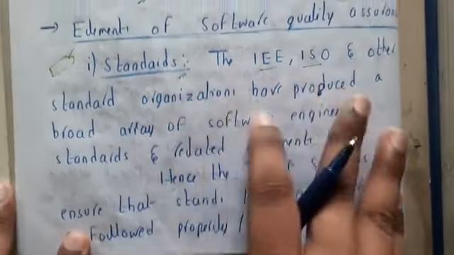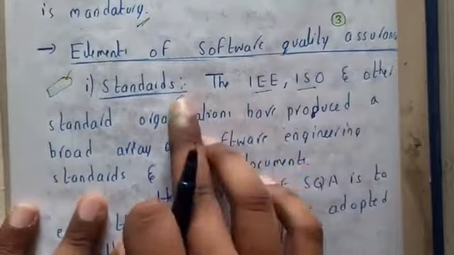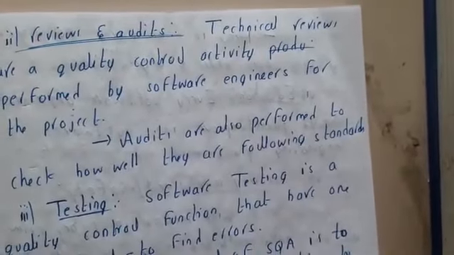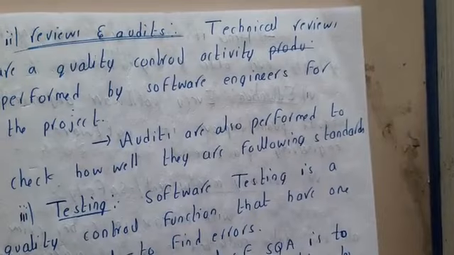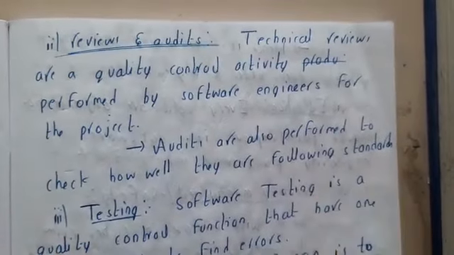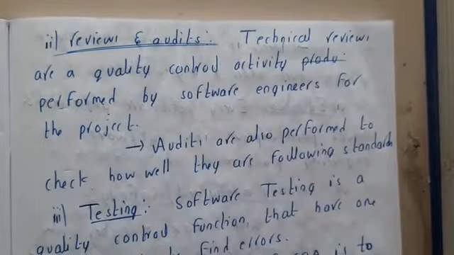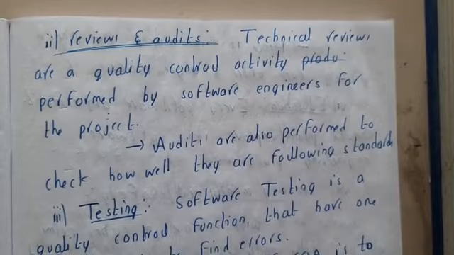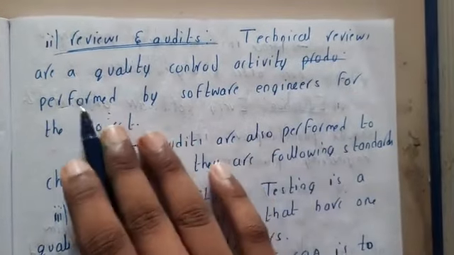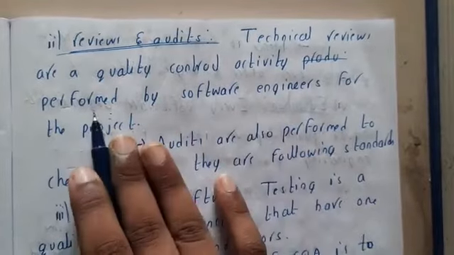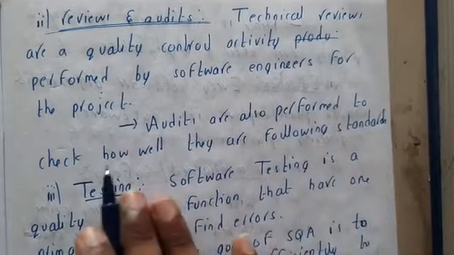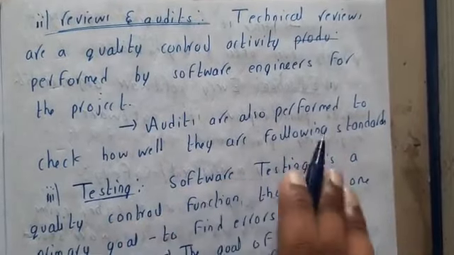So basically, you should make sure that your software quality assurance is under one of the standards, so that it could be in the safe zone, rather than among the dangerous software that is not of the recommended quality. Similarly, reviews and audits. You need to do frequent reviews and audits, to check whether the software is working fine or not. Technical reviews are a quality control activity performed by a software engineer for the project. Audits are also performed to check how well they are following the standards.